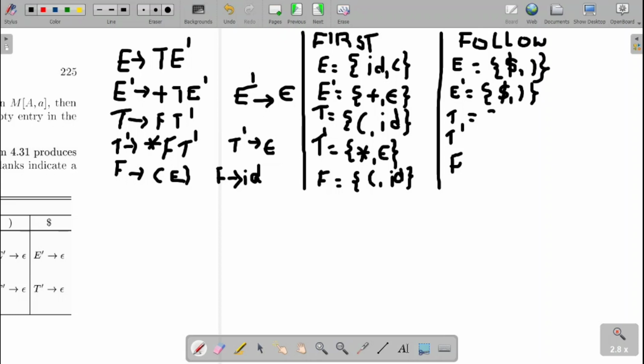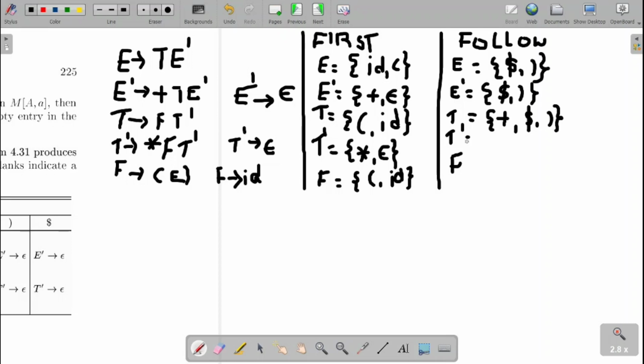Follow of T. Search T on the right side. Where is T on the right side? Here. What is next to T? It is E dash. Take the first of E dash. First of E dash has plus. Then if I substitute epsilon over here, this cancels, so whatever is the follow of E will be the follow of T. What is the follow of E? Dollar and the close parenthesis.